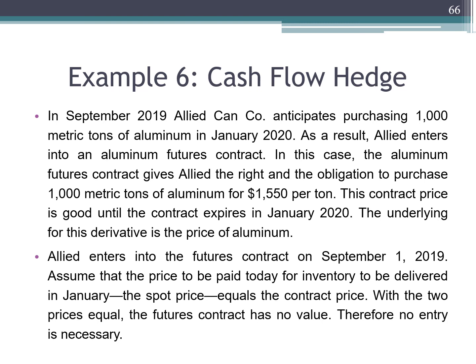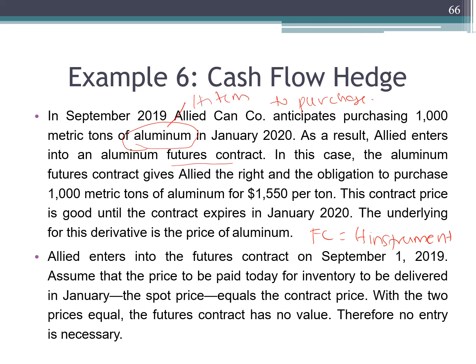In September 2019, a company anticipates purchasing 1,000 metric tons of aluminium in January 2010. Now you want to purchase, so you enter into an aluminium futures contract. The futures contract here is your hedge instrument. The hedge item that you have here is aluminium, a commodity, the price of the commodity.